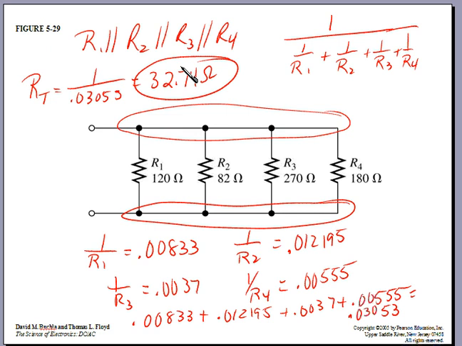Now, a characteristic of parallel resistors is the total parallel resistance is always less than the smallest valued resistor. It's not a perfect check, but it will give you an idea if you did the math correctly. Notice my smallest resistor in parallel is 82, and I came up with 32.74 for total, which is correct.